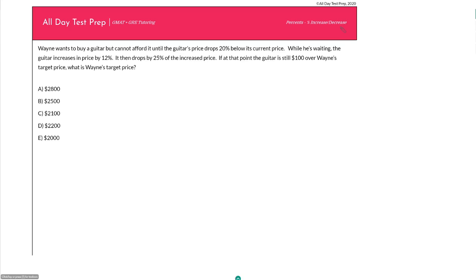Now let's start taking a look at how our percent translations are tested in the context of actual GMAT type questions. This question here is, I think, very representative of how they like to test these percent increase and decreases, where they give you a bunch of percent increases and decreases in a row in succession, so that by the time you get to the end of the question, your head is spinning a bit.